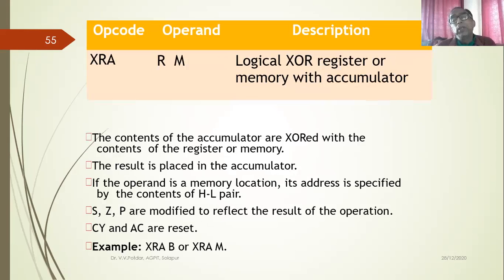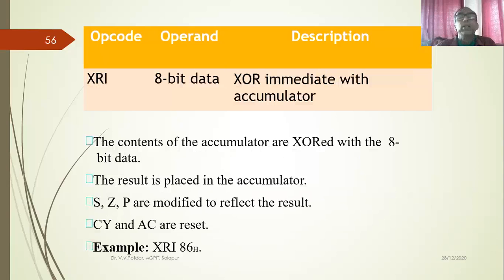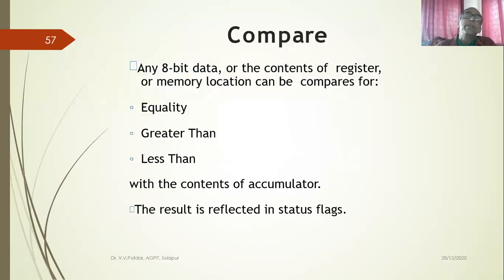Operand is R or M, logical XOR register or memory with accumulator. Example is XRA B or XRA M. Then you have XRI immediate. Then you have the next set of instructions as compare.